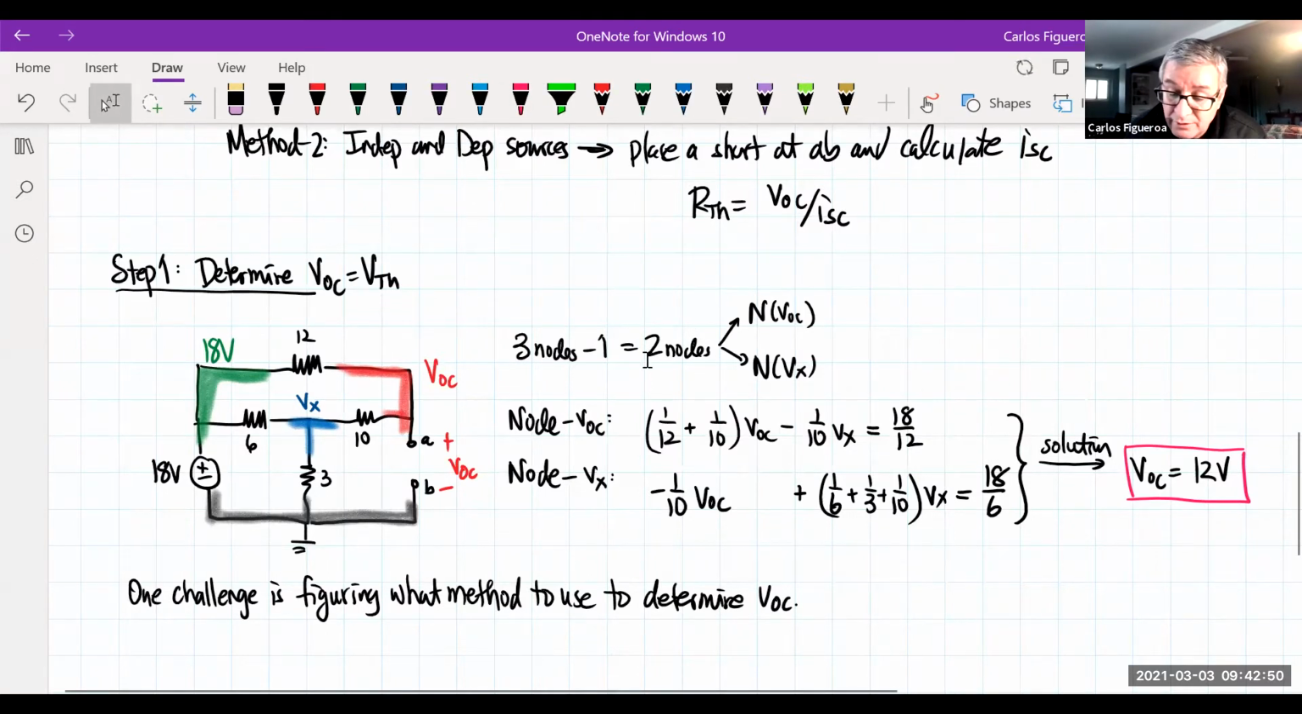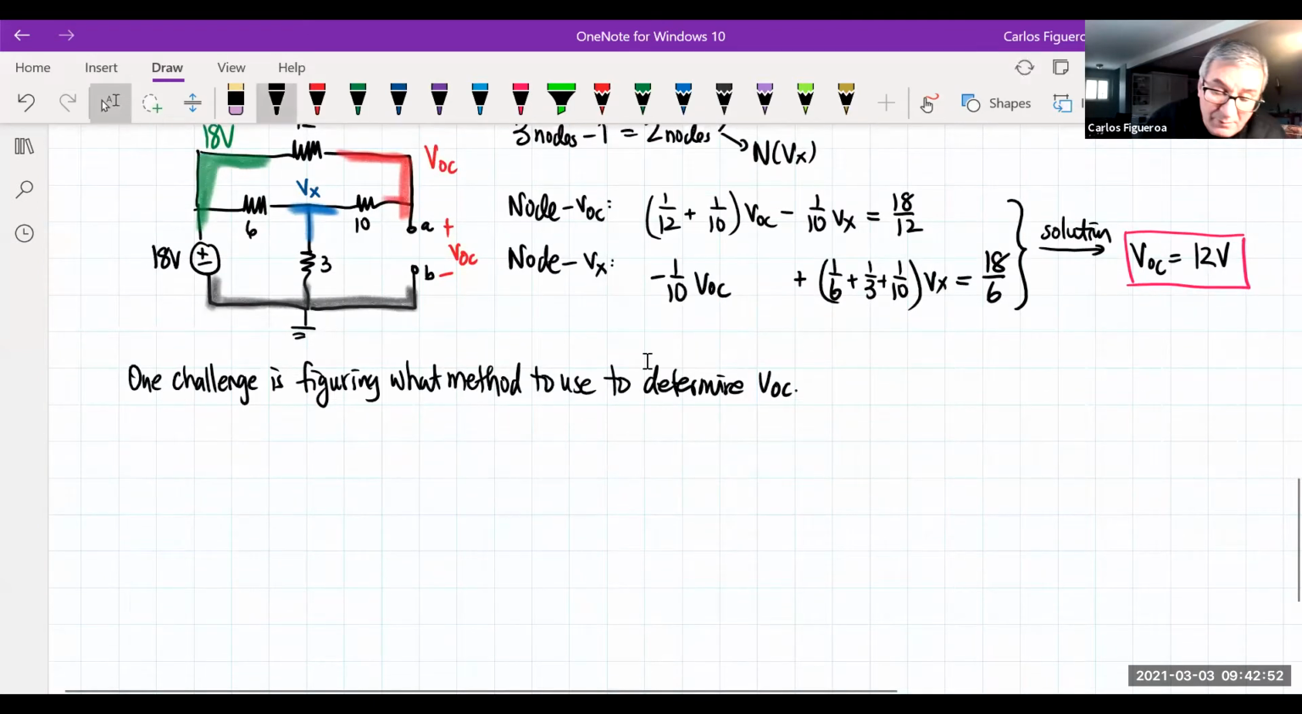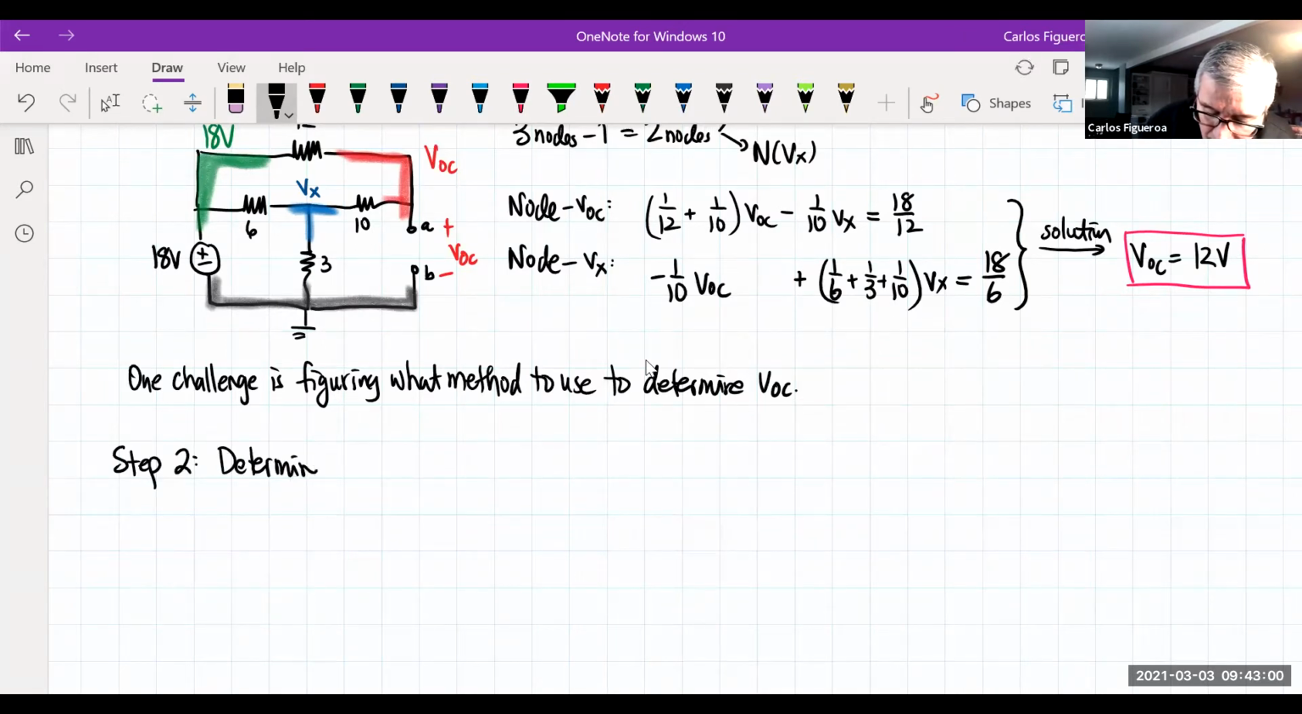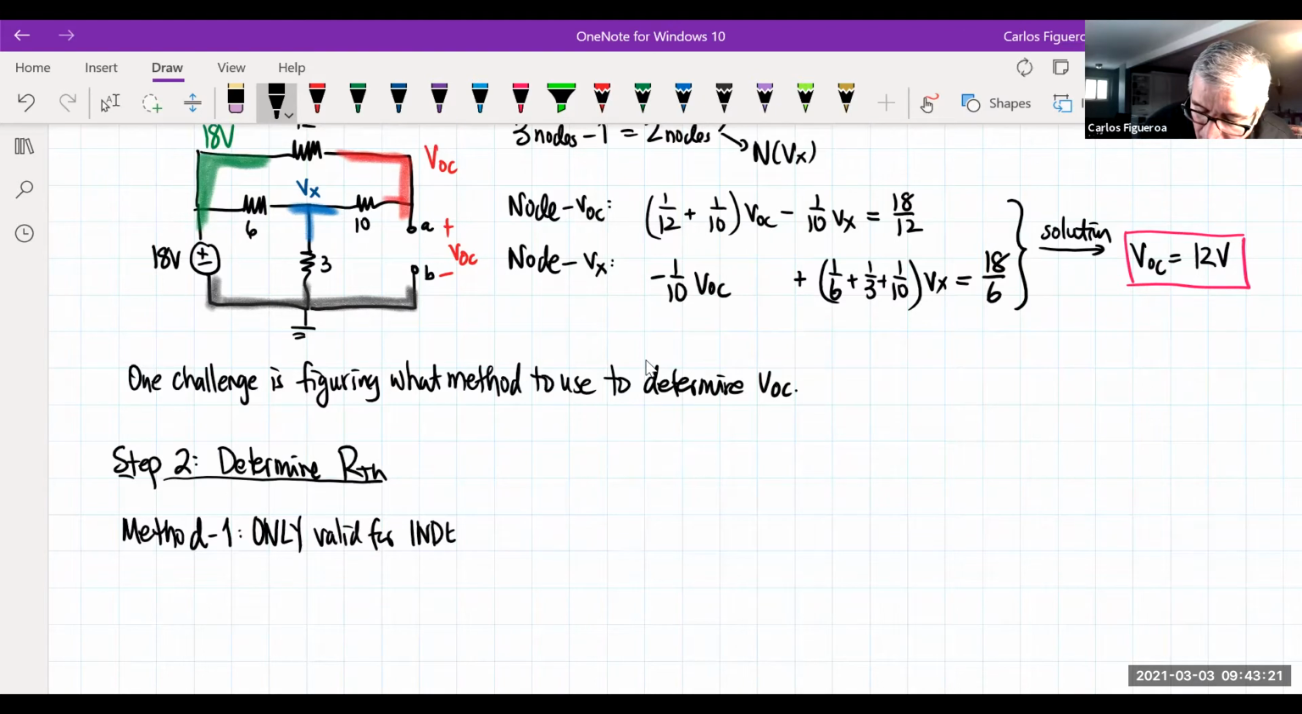So I'm going to go to the next step now. I'm going to go to step 2. Now I want to determine RTH. So what am I going to do? I'm going to use method 1. And this method 1 is only valid for independent sources.